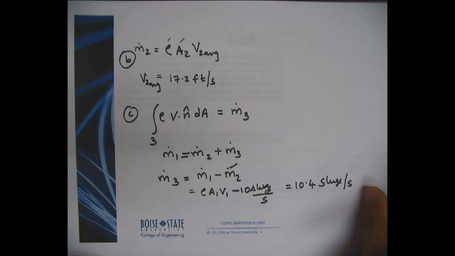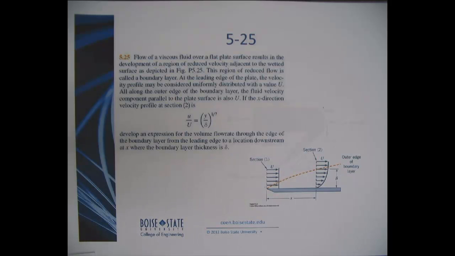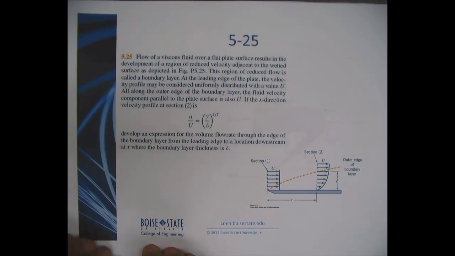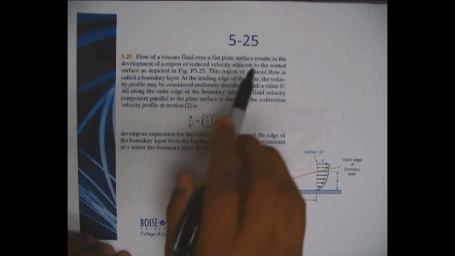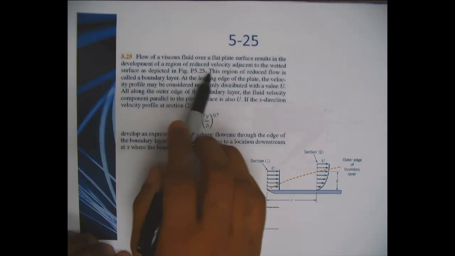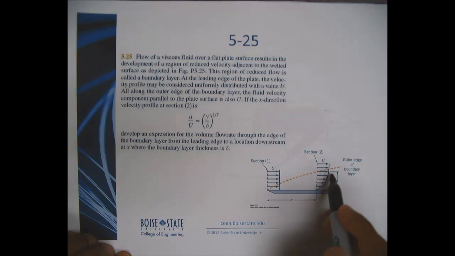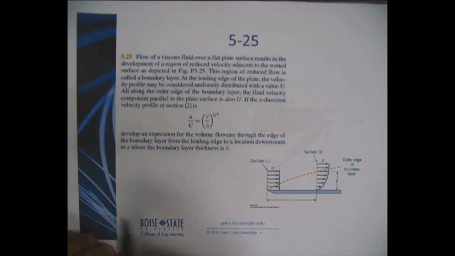Now let's look at another problem. This is a famous problem when you get into higher classes in fluid mechanics. For now, we are looking at an idealized problem where we are asked to find a specific quantity here. So flow of a viscous fluid over a flat plate surface results in the development of a region of reduced velocity adjacent to the wetted surface, as depicted. So the velocity gradually increases to the free stream velocity u, but it is 0 here and it gradually increases.